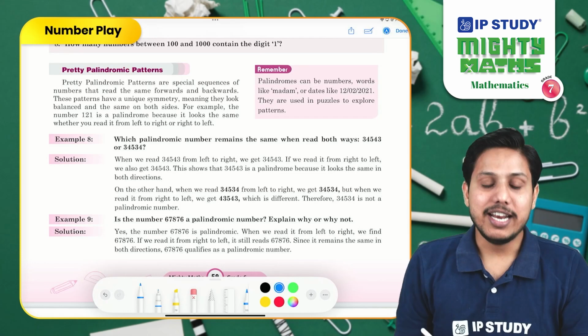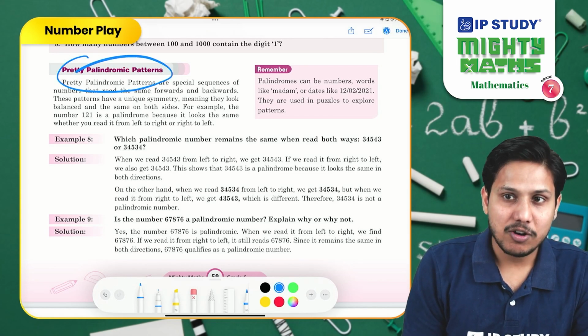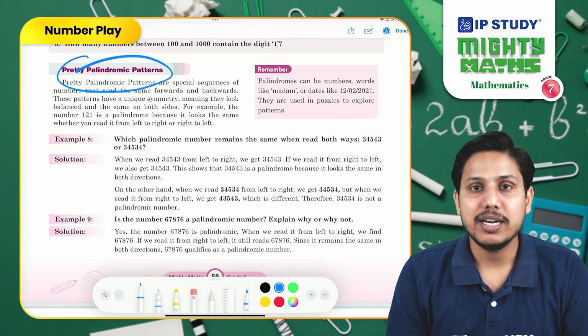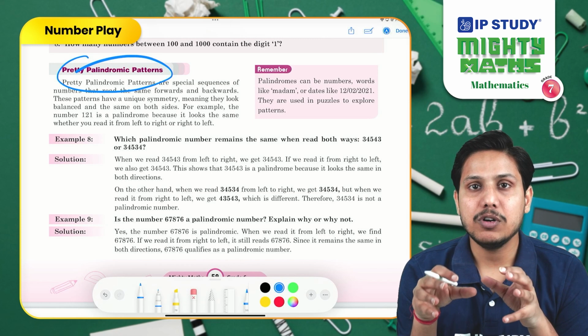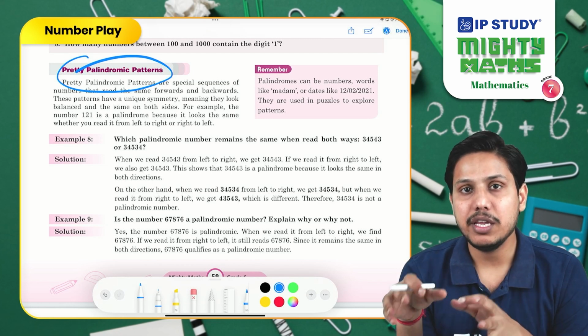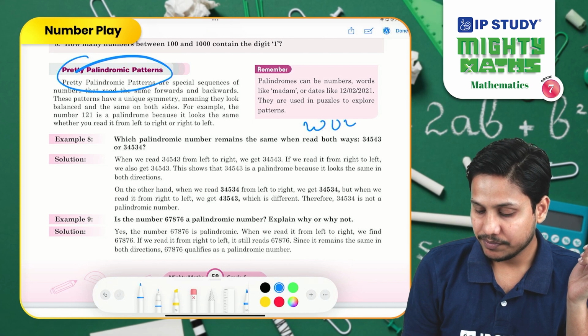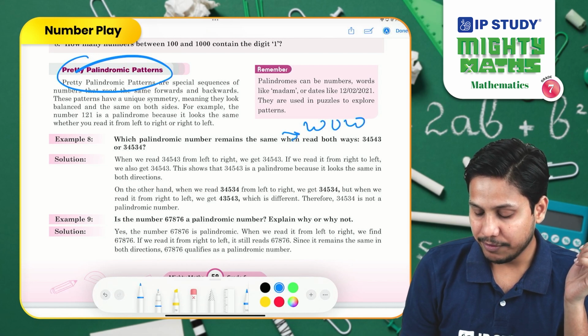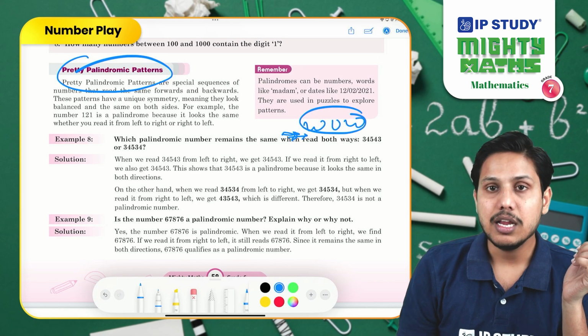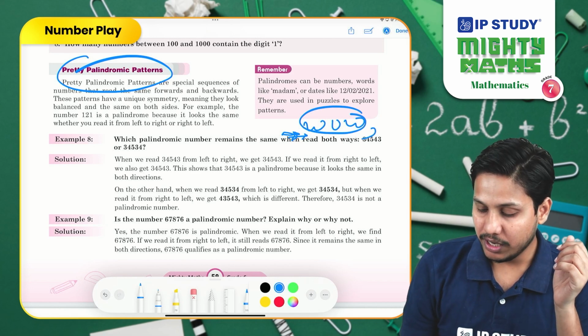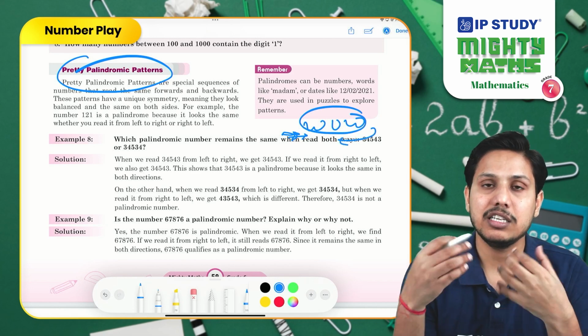So the next topic is palindromic numbers. Students, we already know that some words read the same whether we read in the forward direction or the backward direction, like wow. If we move from left to right, it is read as wow, and if we go from right to left, it is also wow.